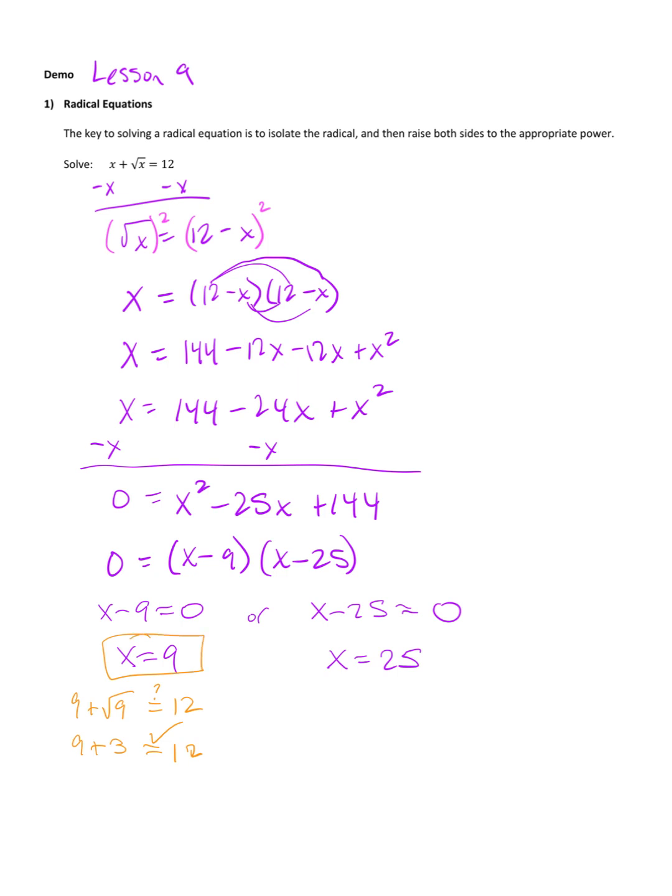And then if I plug 25 in, I'm going to have 25 plus the square root of 25. Does that equal 12? 25 plus 5 is not 12. It's 30. Okay, so 25 is not actually a solution. We call this extraneous. It sometimes happens when you square both sides of an equation.